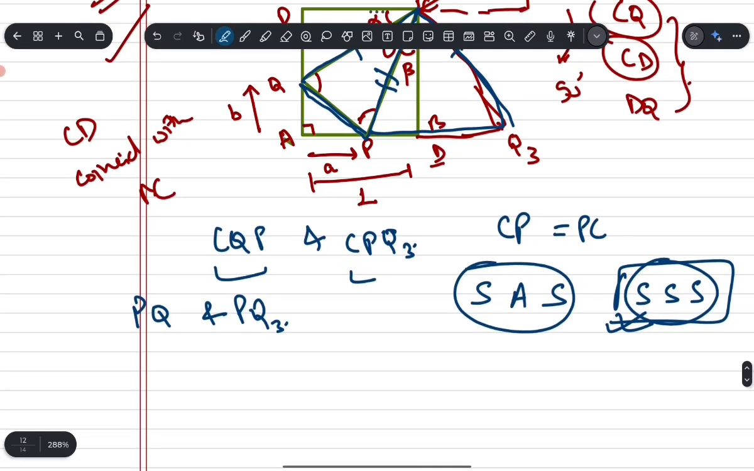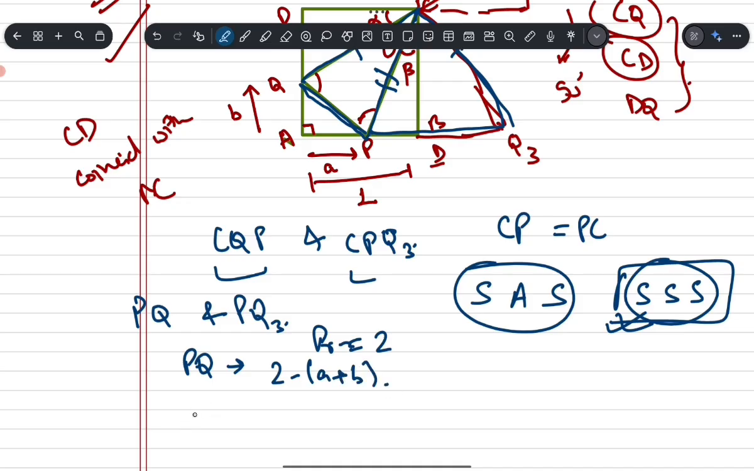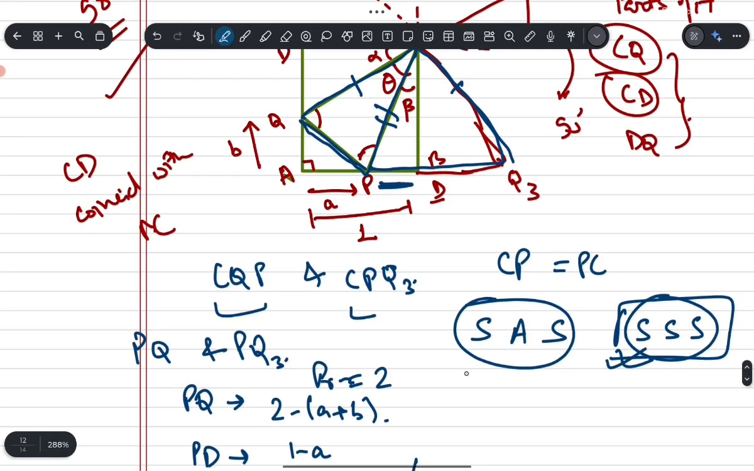Now if you focus on PQ, what do we have? Do we have any data regarding this triangle? The perimeter is provided to be what? 2. These sides are A and B, so PQ would be what? 2 minus A plus B. Now look at PD. PD, that is 1 minus A. And also look at DQ3.